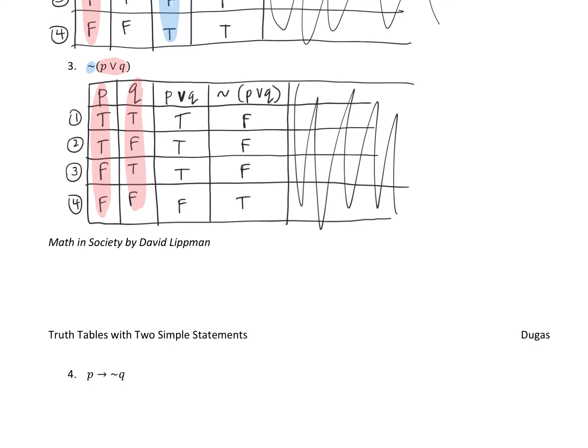And that's it. These examples came from the Math and Society textbook by David Lippman. It is an open, free resource online. So if you're interested in further explanation or more examples, please check out that resource.